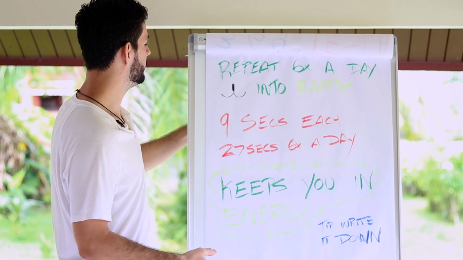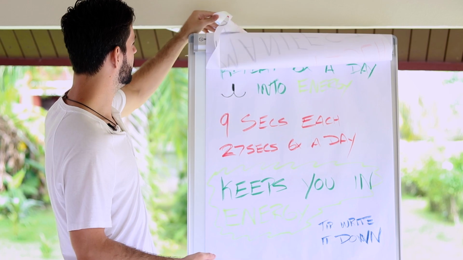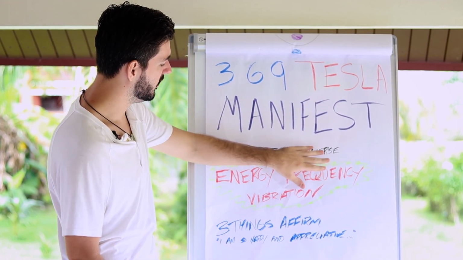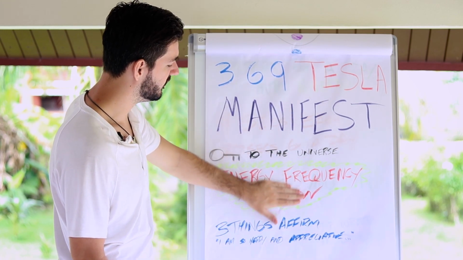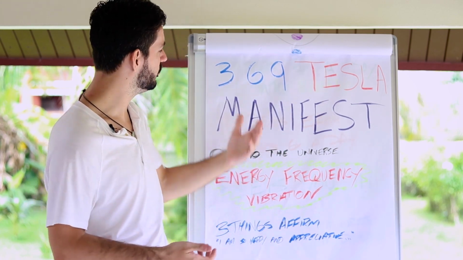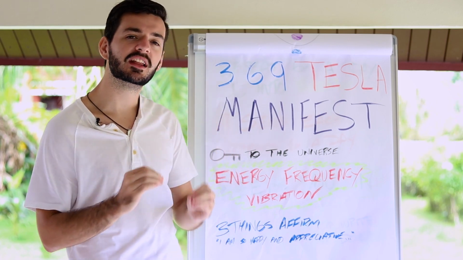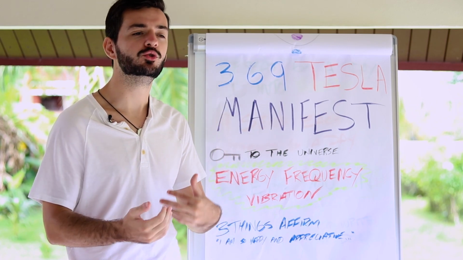Anyway, guys, that's going to do it. That is the divine code. Okay, so that was 369, Tesla's divine code, how to manifest using 369. This method can be super powerful. Don't allow the simplicity of this technique to deter you.